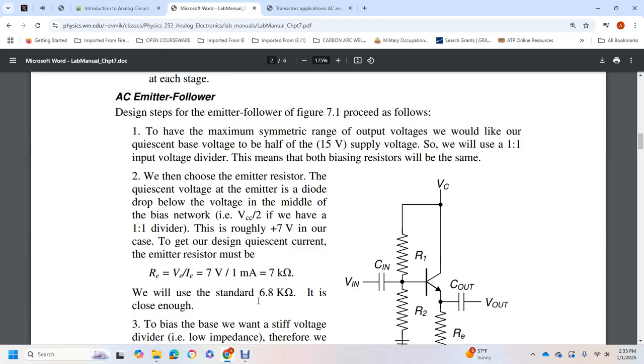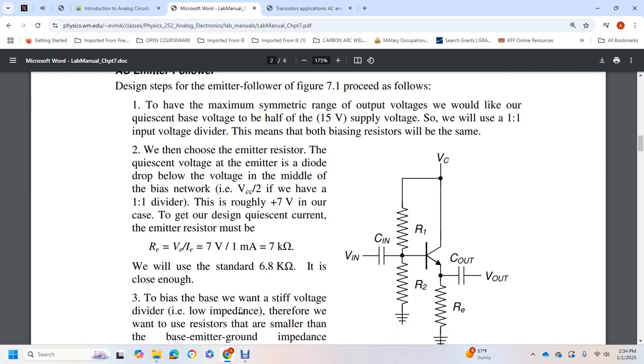Two, we choose an emitter resistor with a quiescent emitter voltage one diode drop below the middle voltage of the bias network. If we have the 1-to-1 divider, thus roughly 7 plus volts in our case. To get our design quiescent current, the emitter resistor is equal to the emitter voltage over the emitter current, 7 volts over 1 milliampere equals 7 kilo ohms. We use a standard 6.8 kilo ohms. It is close enough.